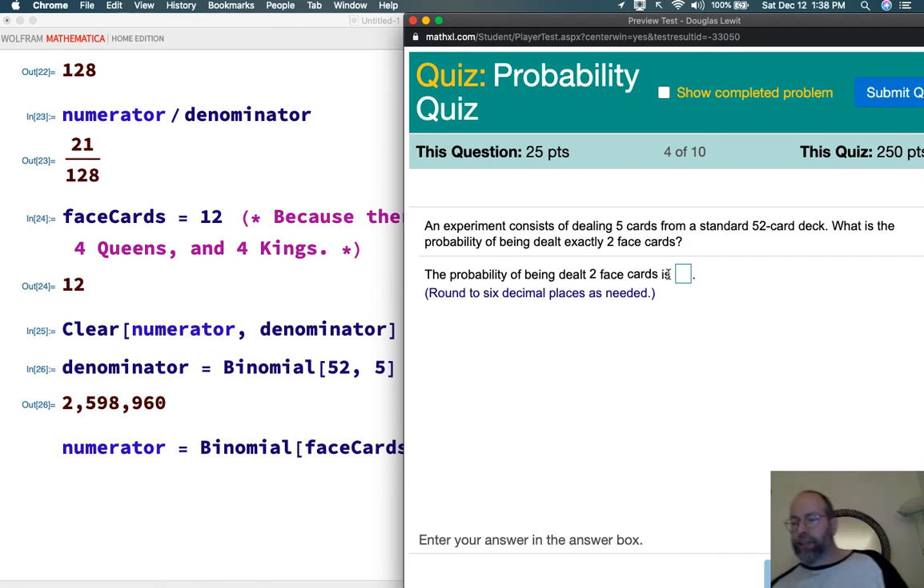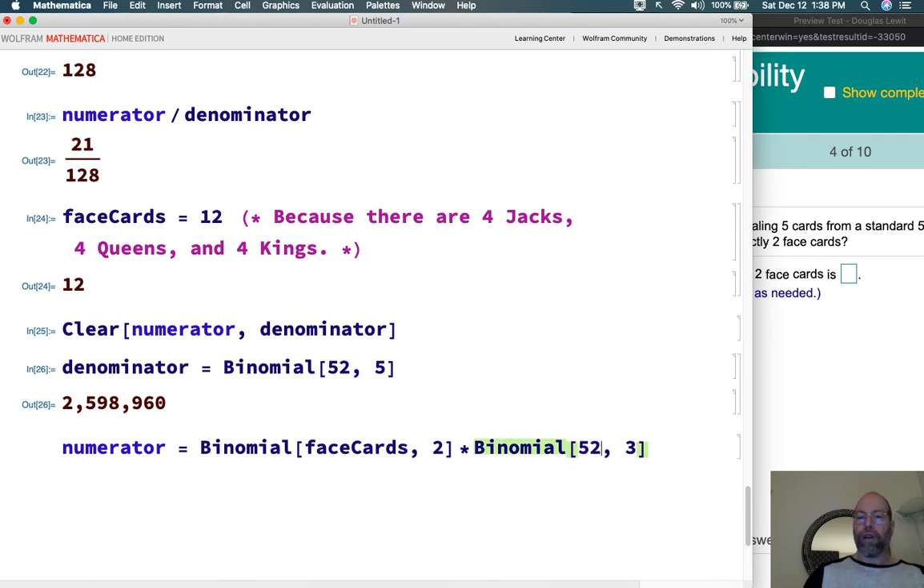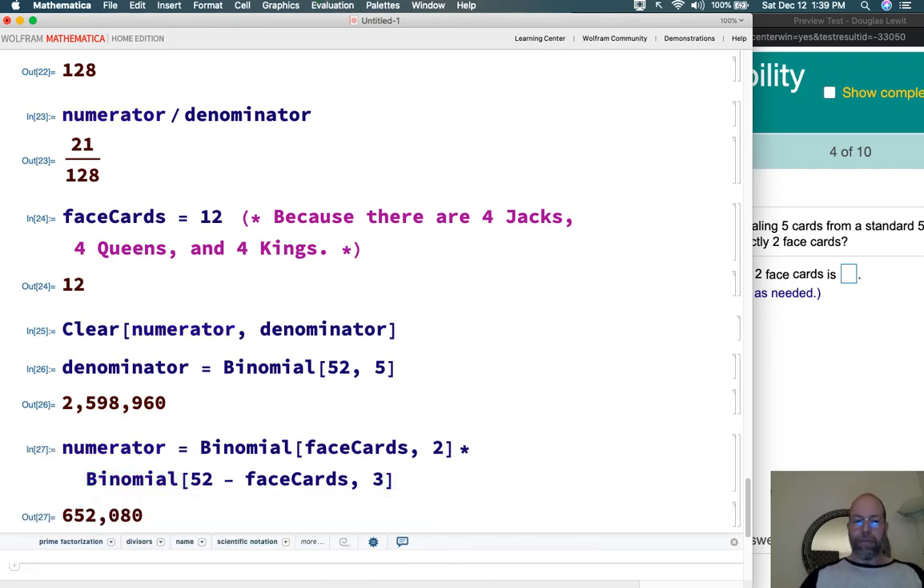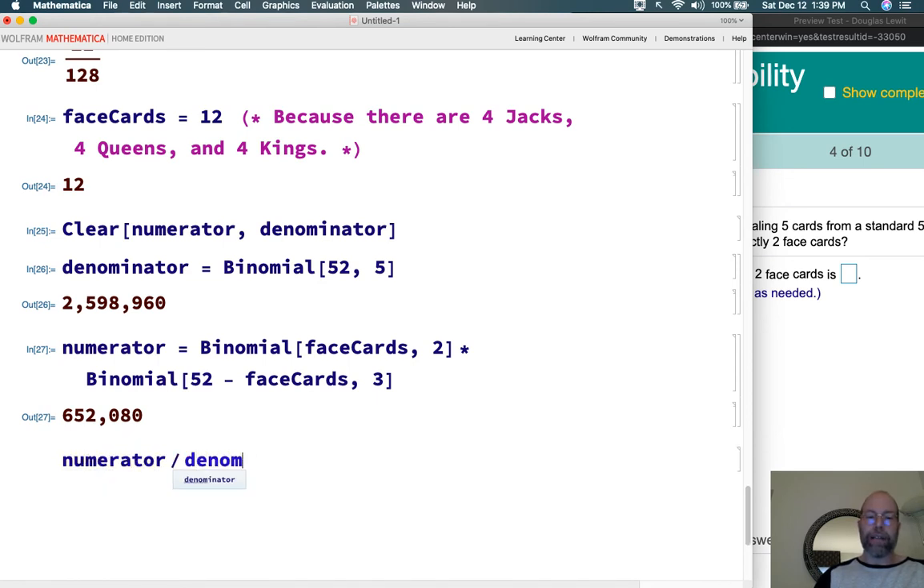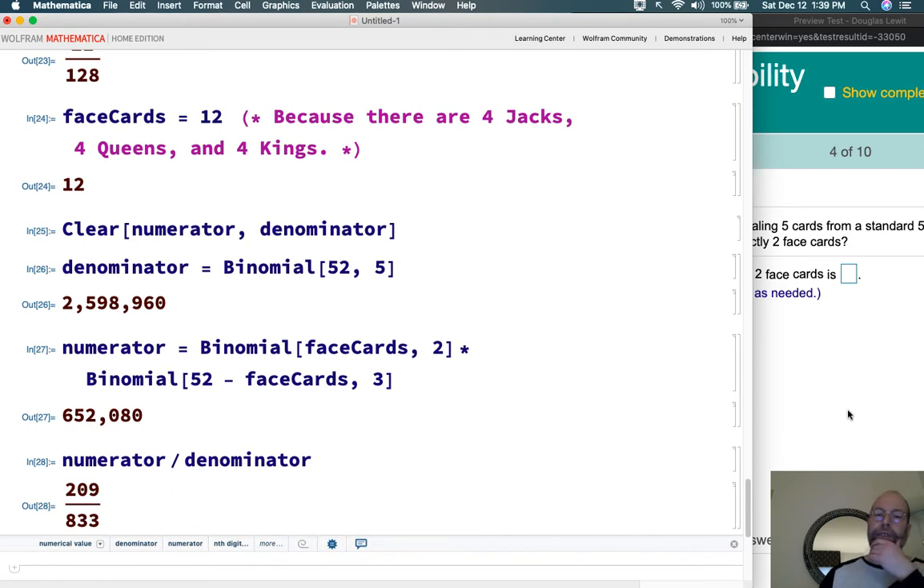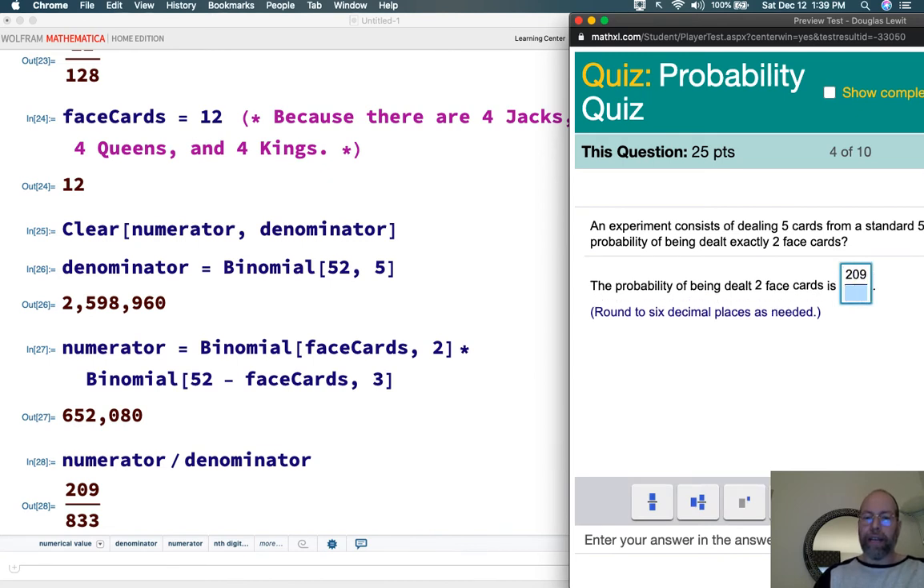If you have exactly 2 face cards, that means the other 3 cards cannot be face cards, which means this would have to actually be 52 minus 12, which is really 40. So 52 minus the number of face cards, which is 12. So 52 minus 12 is 40. That's going to be 652,080. Okay, so then my probability is going to be numerator divided by denominator, and that's going to be 209 divided by 833.